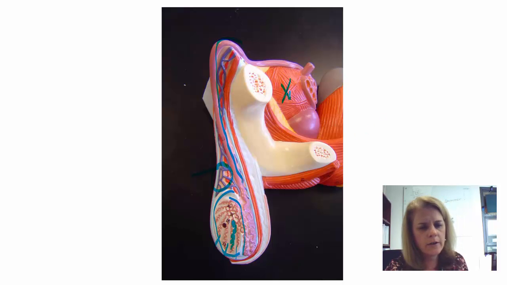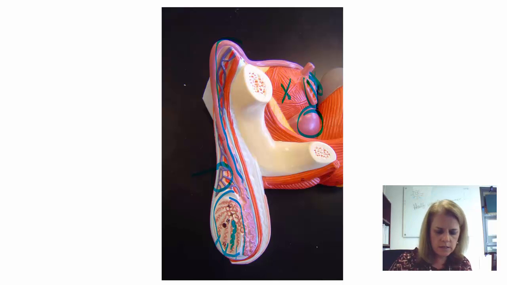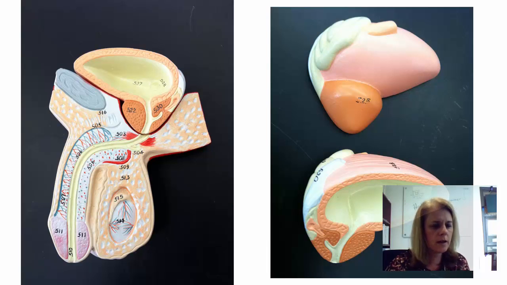You can see the bladder here. Remember the seminal vesicle is going to be lateral. The ampulla is going to be medial right here. And there's the prostate. Again, I'm trying to give you as many options as I can because that way I don't surprise you on the test.